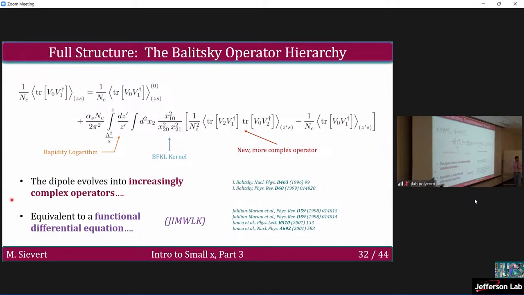Yes, sir. Why do we call that color transparency? This is only a question about the terminology. Sure.